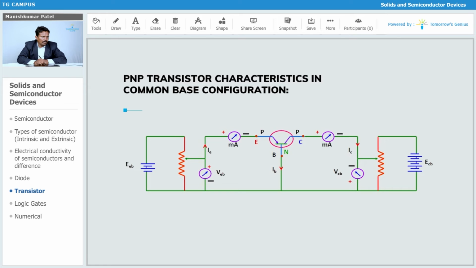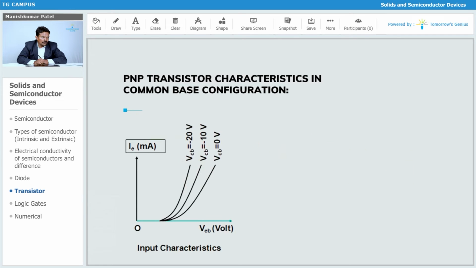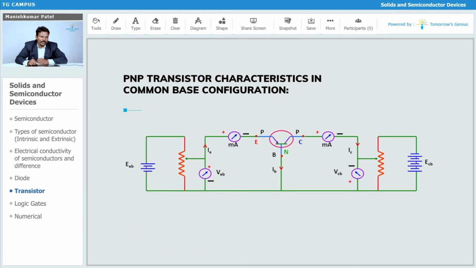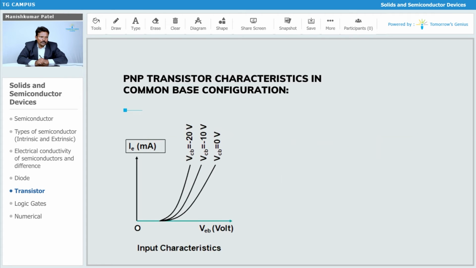You have to draw the characteristics for that. The first one is the input characteristics. That is a graph of your input current versus input voltage for different values of your VCB. VCB you have to keep constant, and then check the values for your input current, let's say that is IE, and then your input voltage VEB. This is the graph that you will get, which is almost linear.